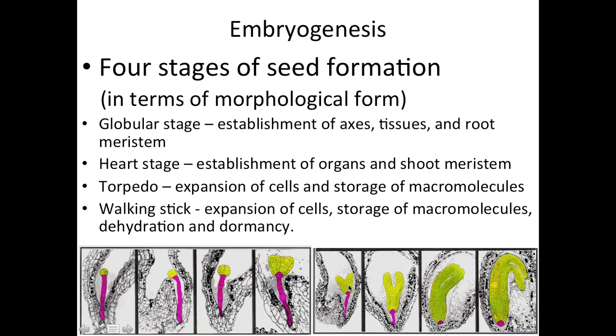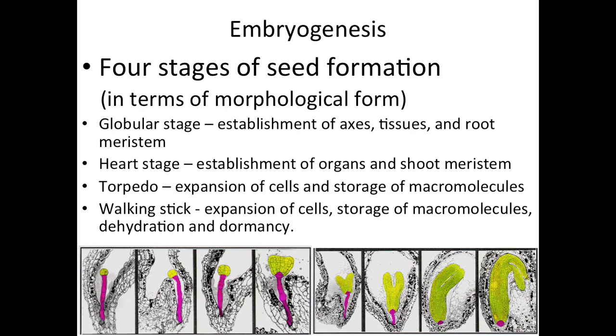Okay, so it's a little bit difficult sometimes to distinguish late heart and early torpedo because remember this is a continuous process. The walking stick phase is when the lobes here, the cotyledons, actually bend over. Okay, so look, it looks like a walking stick.